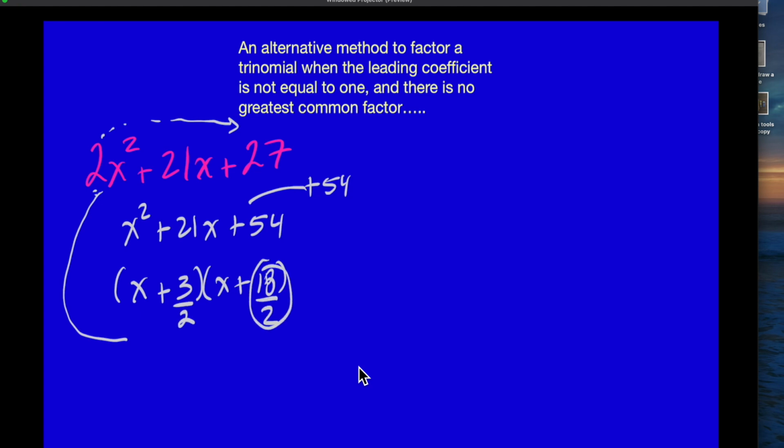This is an integer, so we don't need to do anything else. Here, we're going to multiply both the first term and the second term by that 2. Here, we're going to get 2x. Here, the 2's are going to cancel out, and we're going to get 3. And this is our final answer. Quickly checking the FOIL, we're going to get 2x squared plus 3x plus 18x plus 27.